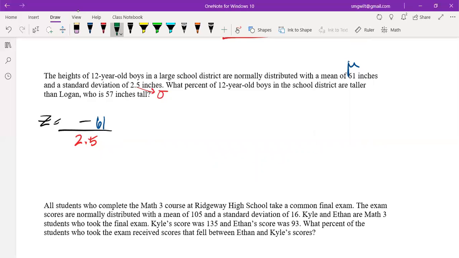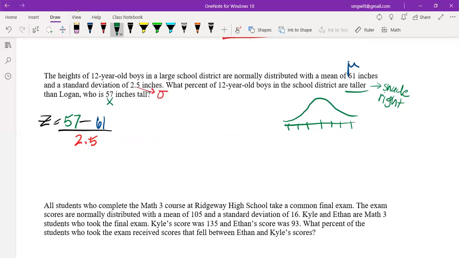They want to know what percent of 12-year-old boys in the district are taller than Logan, who is 57 inches tall. If we think about what taller means, when I find my distribution, I'm going to shade to the right, because that's where values are larger, which would represent who is taller. So let's find Logan's z-score and then see where he lies on this normal distribution.